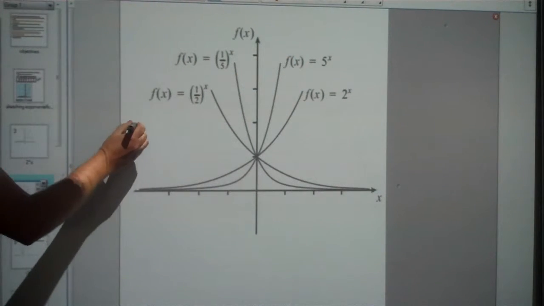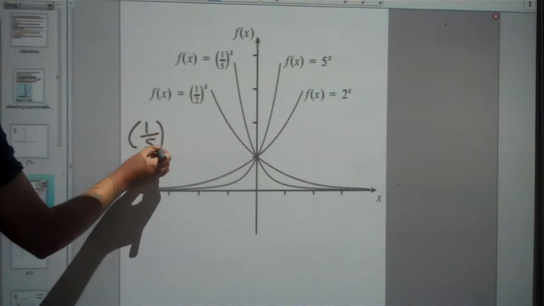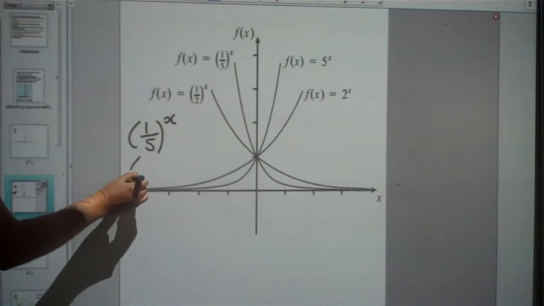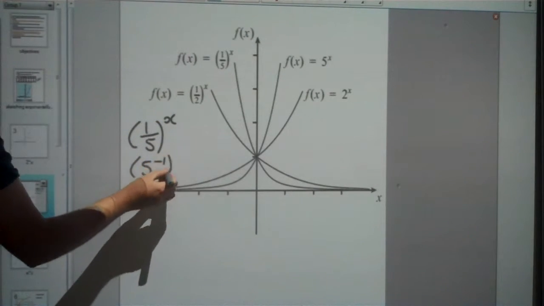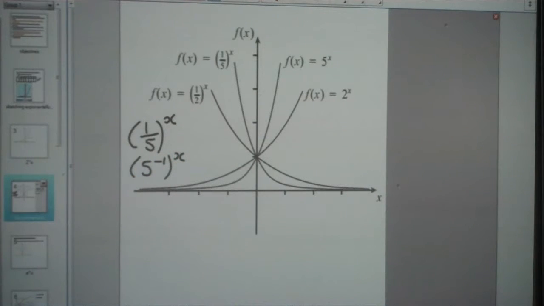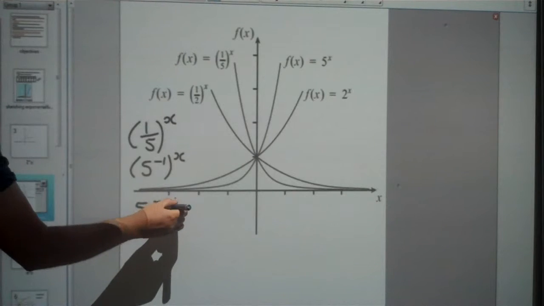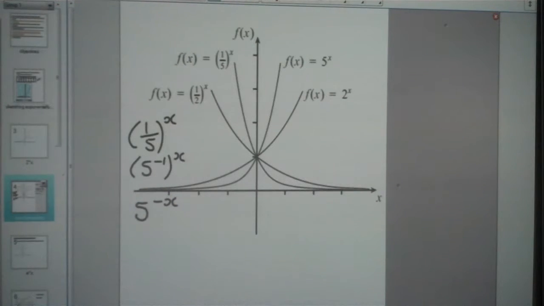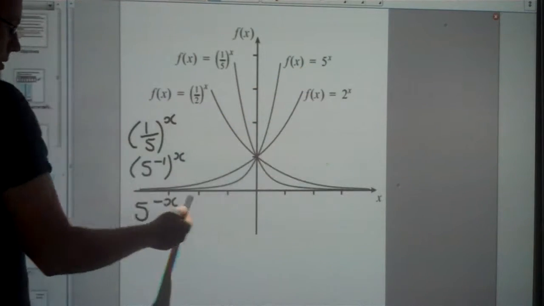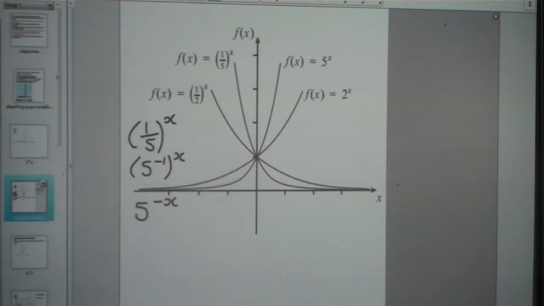Now you might want to think about why that's actually true as well. So 1/5 we can also write down as 5 to the power of negative 1. Now if we use our rules of exponents here, and we multiply the two exponents together here, then we get 5 to the power of negative x. And this is one of our rules for transformations. If we replace x by negative x, then we get a reflection in the y-axis.